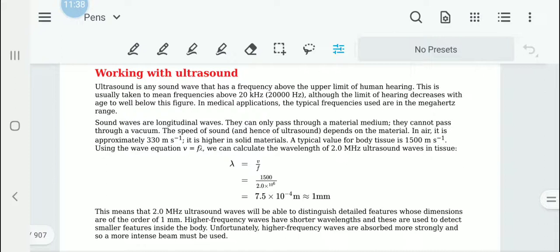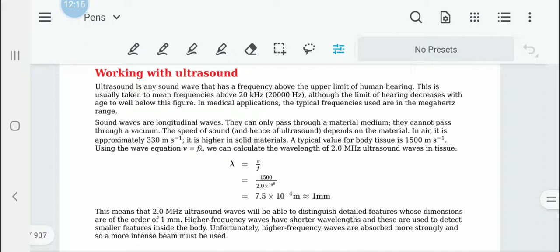Because they are longitudinal waves, they need a material medium to pass through. So if there is a vacuum, they can't pass through it. If you have been thinking carefully, you would understand that if the medium changes or if the densities change, it would get reflected in different ways. The speed of sound depends on the material. So in air it is 330 meters per second. In solid materials it is higher. In body tissue it is 1500 meters per second. It is very high. So we use v equals f lambda.